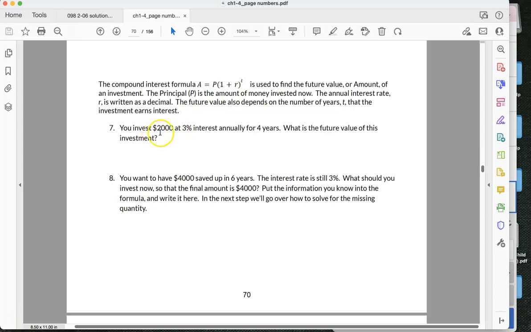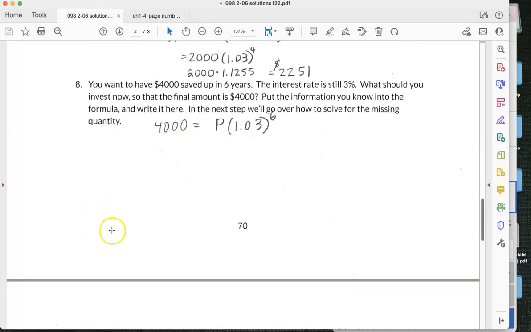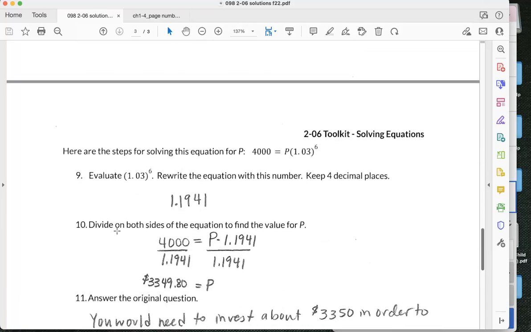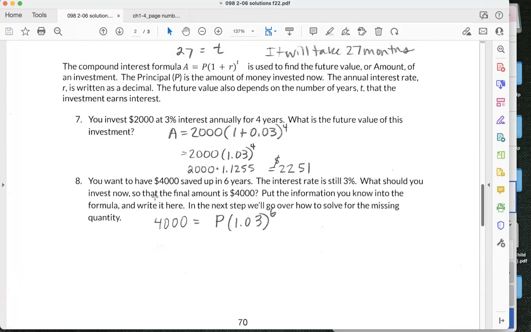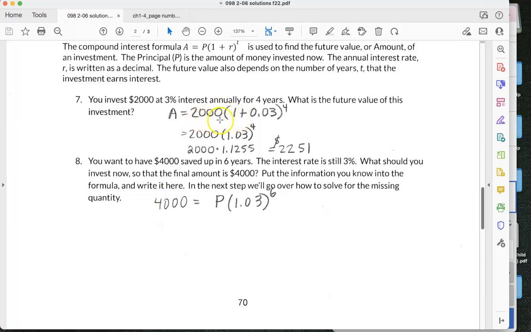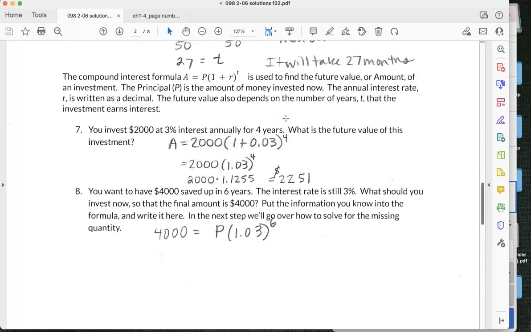So if you invest $2,000 at 3% interest for 4 years, what is the future value of this investment? Copy this formula down and then plug in all of these numbers into that formula. Here we are. So this is me plugging in, and notice that the 2,000 goes here, 1 gets copied down. Instead of writing 3, I write 0.03 because that's my decimal, and then that 4 is an exponent.